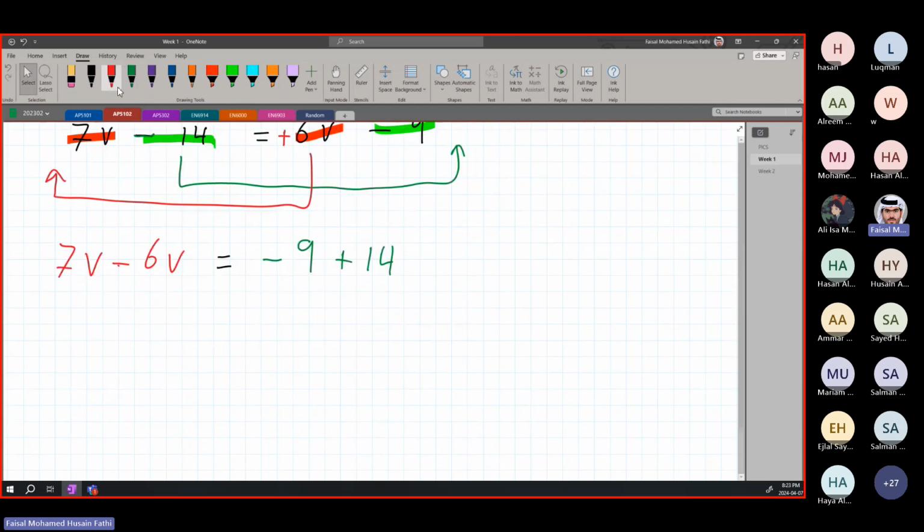And then, so 7 minus 6 is 1v, which is just 1v, which is also v. And then it's the same thing. Minus 9 plus 14 is 5. All right, it's equal to 5. So v is simply equal to 5. And then, because 1v is the same as just saying v. Okay, that's it. That's how you would do it.